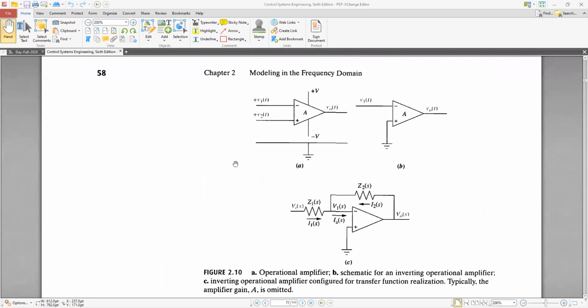Operational amplifier, the op-amp. That is a very important one. It is also known as the op-amp. There are several types of operational amplifier like this one. That is the general structure of the op-amp. This is an inverting operational amplifier, and there is an inverting operational amplifier configured for transfer function operation.